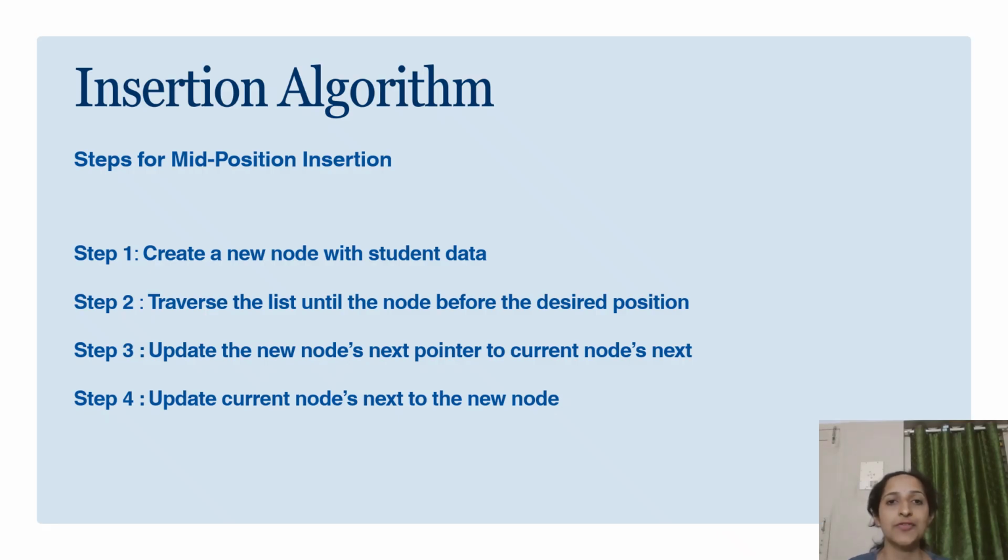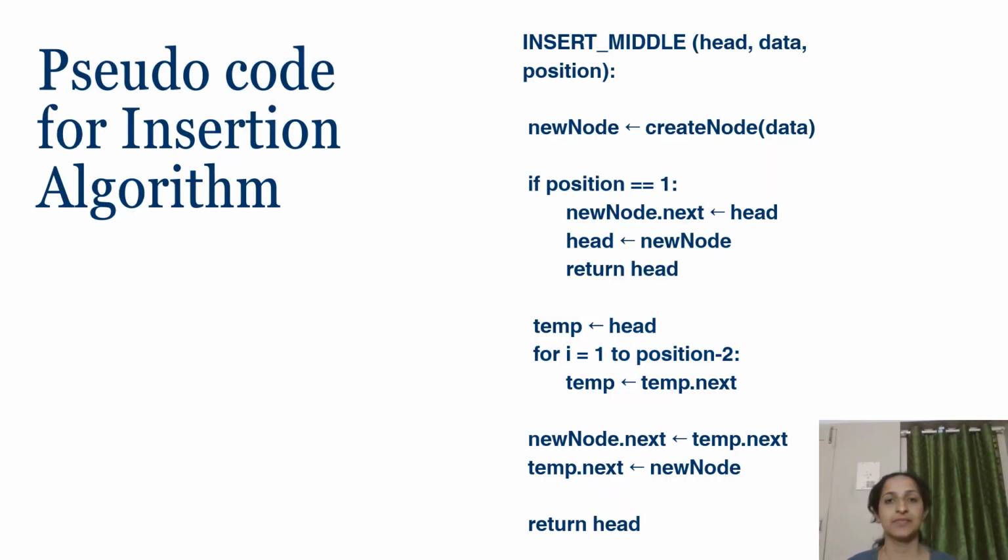So, how do we perform a middle insertion? It follows four clear steps. First, we create a new node containing the student's data. Second, we traverse the list starting from the head until we reach the node just before where we want the new student to be. Third, we update our new node's pointer to point to the current node's next. Finally, we update the current node's pointer to point to our new node. This links the new student into the chain.